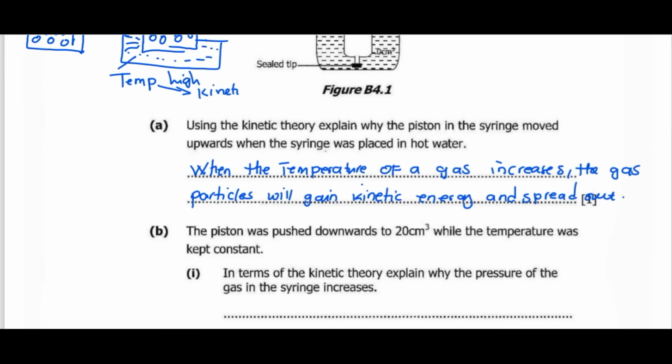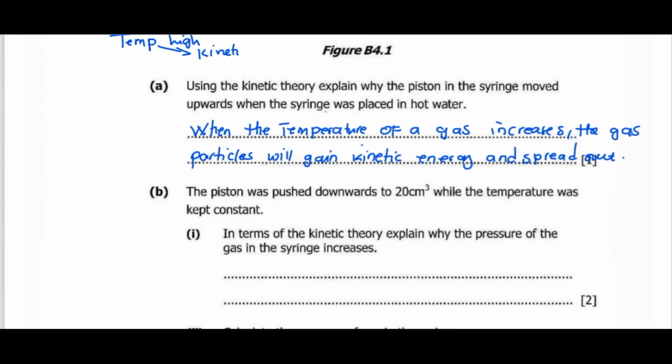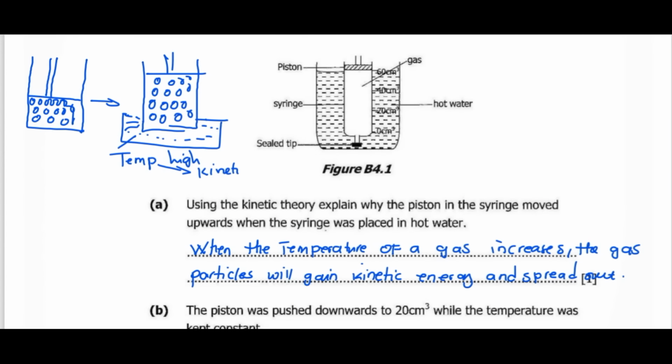Now, question B, the piston was pushed down to 20 cubic centimeters while the temperature is kept constant. In terms of the kinetic theory, explain why the pressure of the gas in the syringe increases. Okay, so if we have the same number of particles, now we push the piston, we push it down.